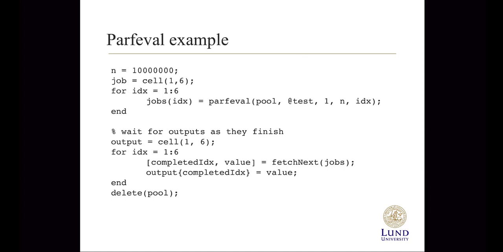In this case, we have a function called test on a pool with 10 million iterations. And I have this IDX, which is the index, the job index. So I have a number of jobs over those. So I send that in, and then I wait for them to finish. So I have my output. In this case, I've started 6 different jobs, all doing parEval of this test function. And then I can wait for them and fetch the next jobs, and then I get everything back.